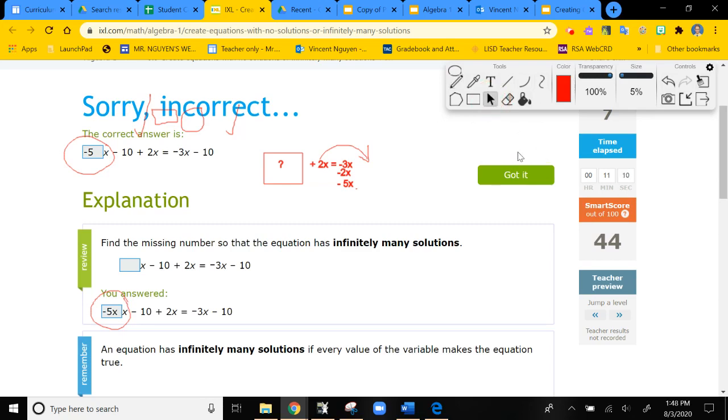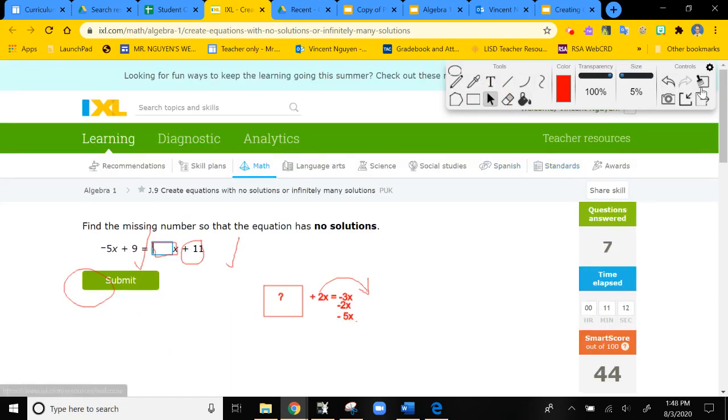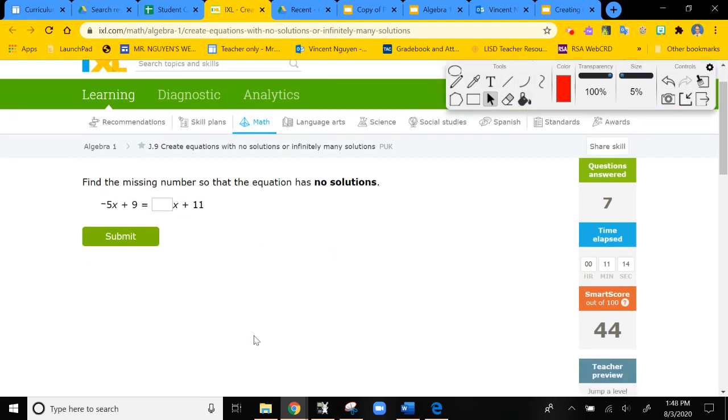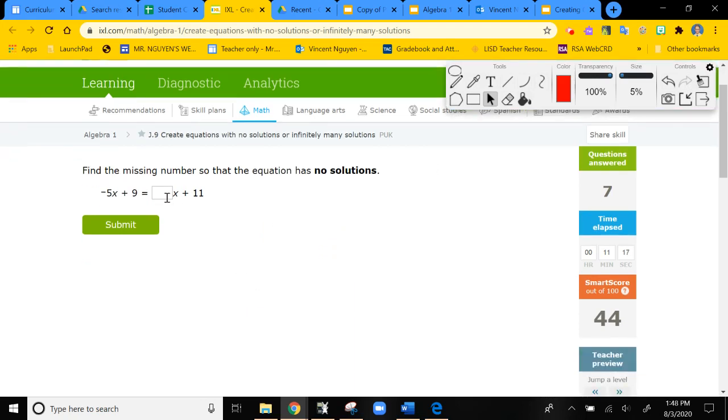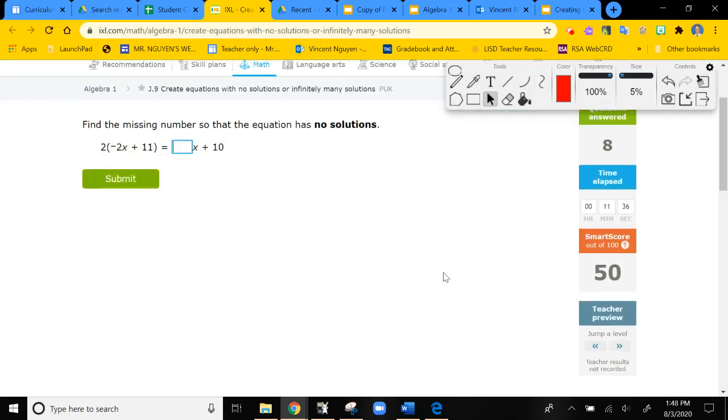Okay, no problem. Got it. All right, let's clear this. Okay, you live and you learn. All right, this one we want no solution. Oh, it's dumbing us down. So we're being reset back to the basics. Okay. Anyway, I'm going to type in negative 5 here. Negative 5, no x. Okay. Submit.